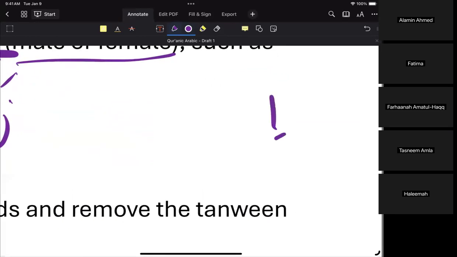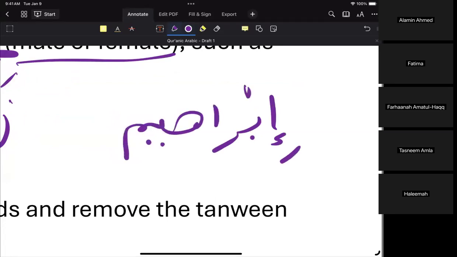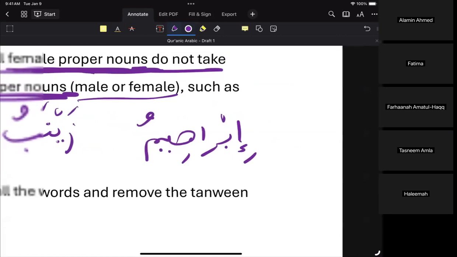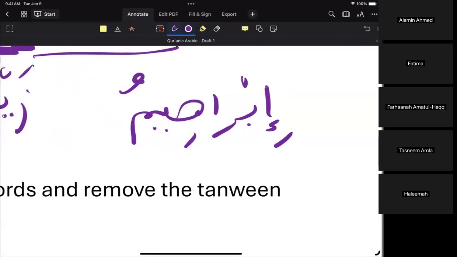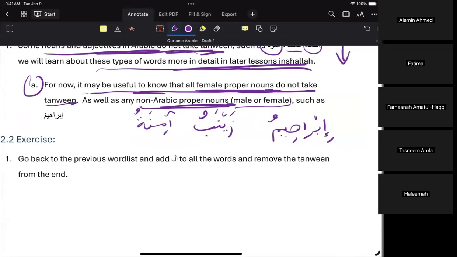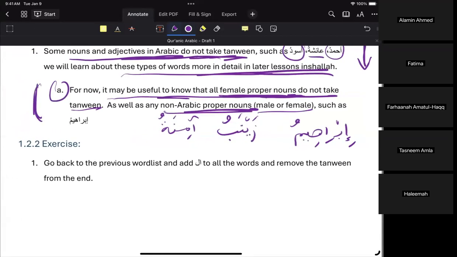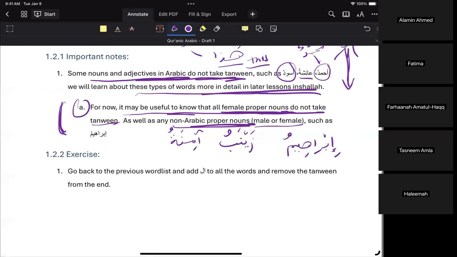For example, the name Ibrahim, Ibrahimu. You don't say Ibrahimun, although you say Khalidun. Okay? But you cannot say Ibrahimun, you say Ibrahimu. Same thing with Ismail, Ishaq, all of these words. Fahimtum? So just remember, don't worry, we will come back here and discuss a lot. If you're wondering what's going on with this word, you have something to work with.